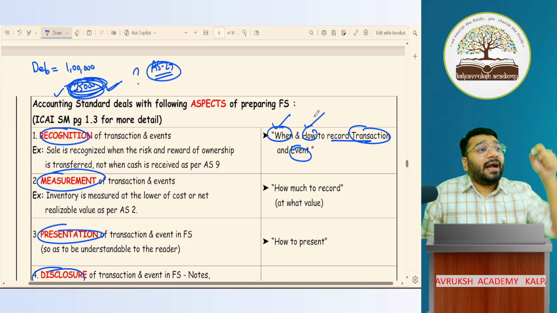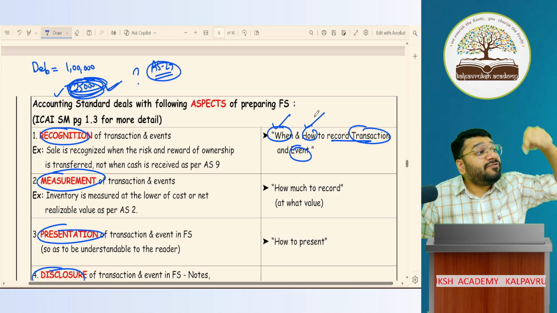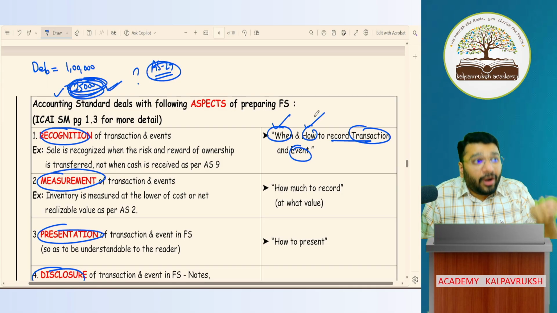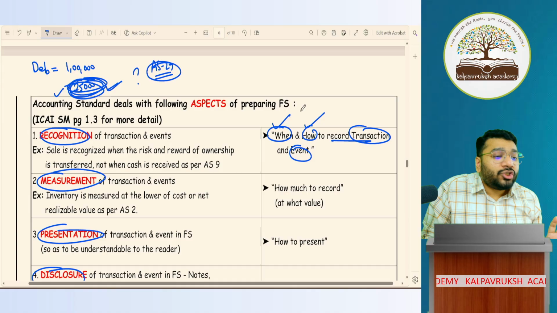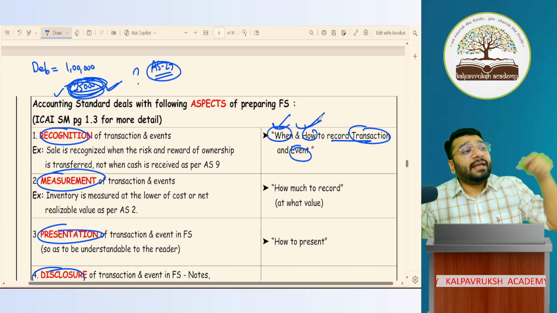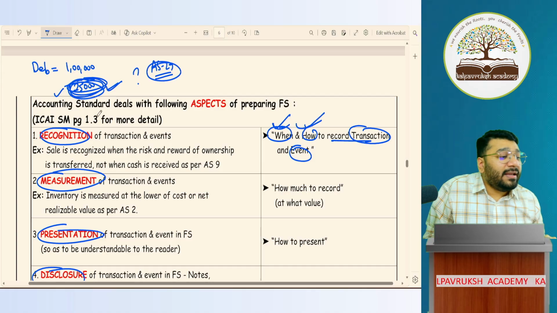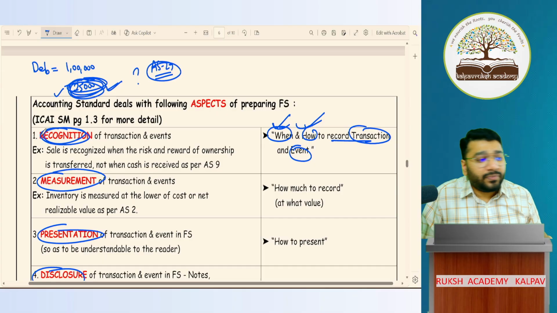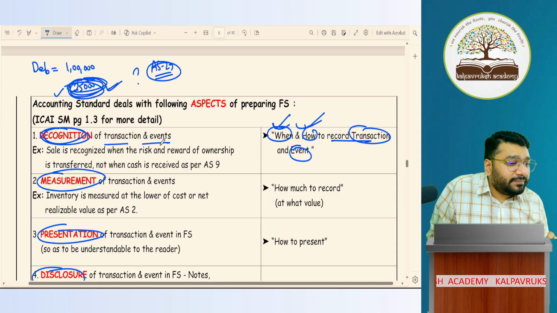When to record means at what point of time we have to record this, in which financial year we have to record it. And if you're recording it, what should be the entry for it? So when and how the transaction or an event should be recorded, that clarity is given in the recognition aspect. Recognition of transaction and event.